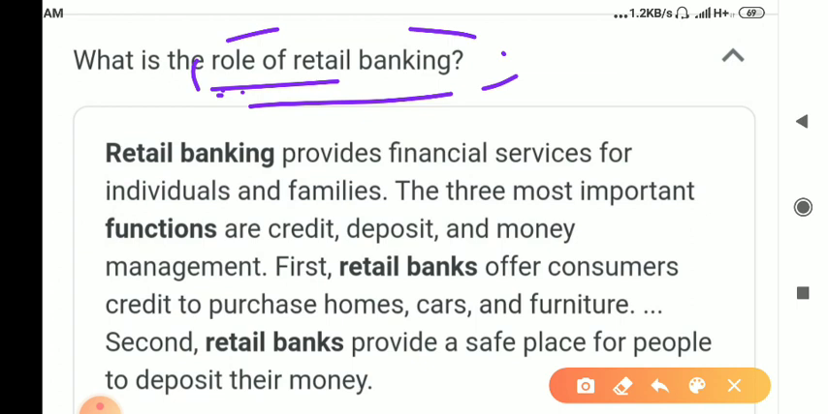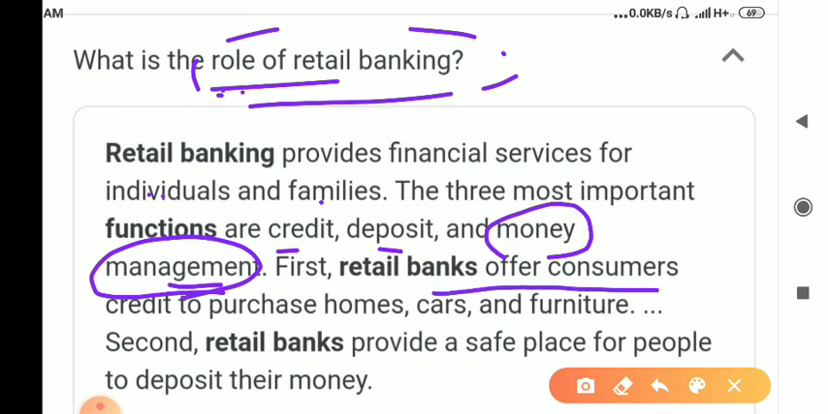Here you can see retail banking provides financial services for individuals and families. The three most important functions are credit, deposit and money management. Most importantly, this helps to manage their money. If individual customers are saving in banks or any financial institutions, they will get some interest. So this is something like diversification of their funds. First, retail banks offer consumers credit to purchase homes, cars and furniture. Second, retail banks provide a safe place for people to deposit their money.